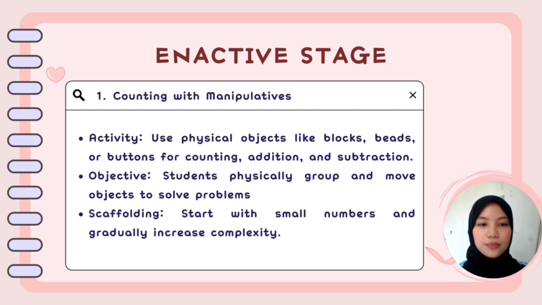Now we go to example of activities that we can do in enactive stage. For the first one, it is a counting with manipulatives. It is an activity of using physical objects like blocks, beads, or buttons for counting, addition, and subtraction. The objective of this activity is that students physically group and move objects to solve the problems. Here, it involves scaffolding, which is start with small numbers and gradually increase complexity.